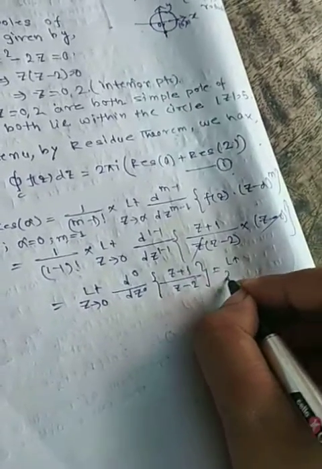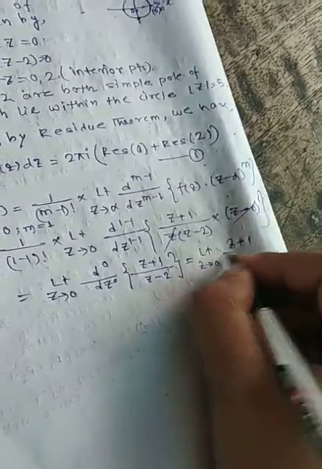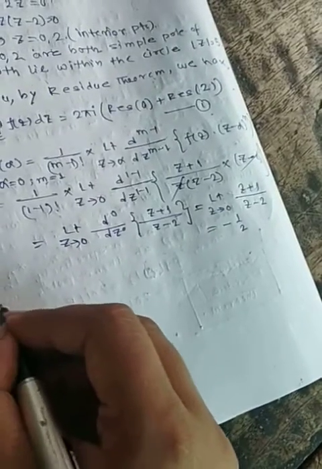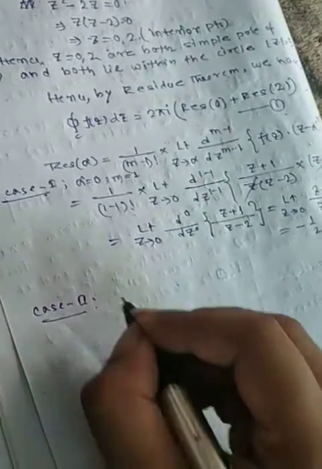So now the limit as z tends to 0 of (z plus 1) by (z minus 2) will be minus half. Okay, first case done. Now the next one, case 2. What is case 2?